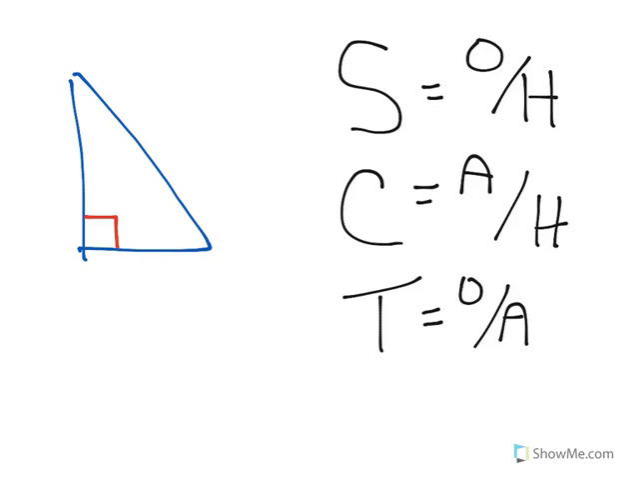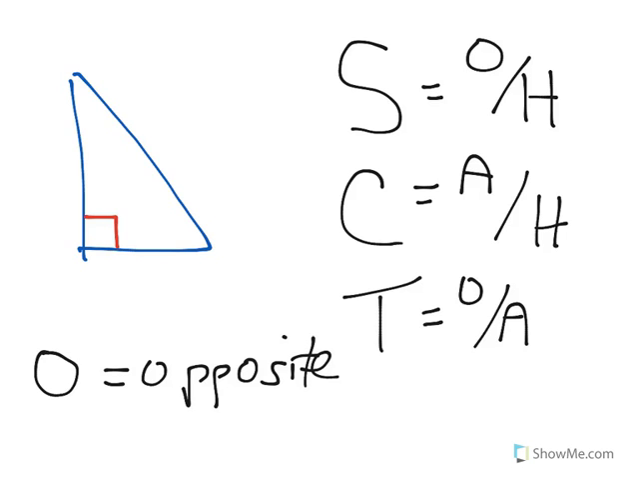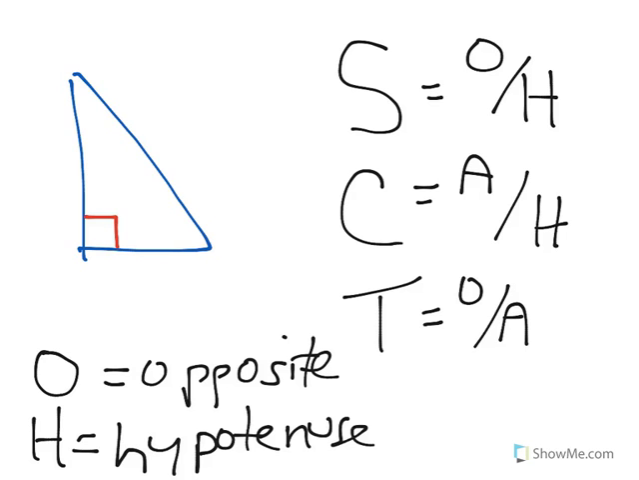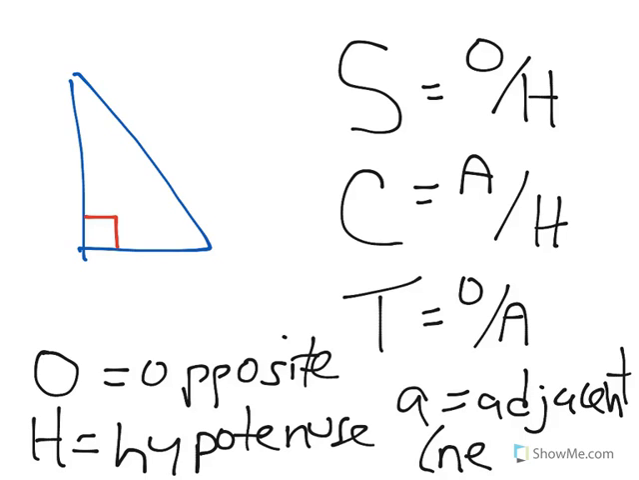So, what does O stand for? Well, O stands for opposite. What does H stand for? H stands for hypotenuse. What does A stand for? A stands for adjacent, which is a fancy word for next to.